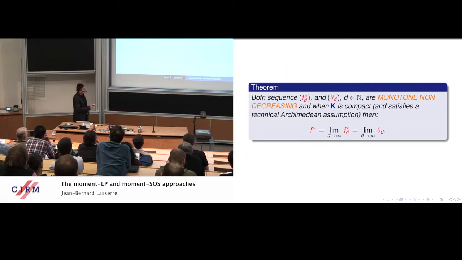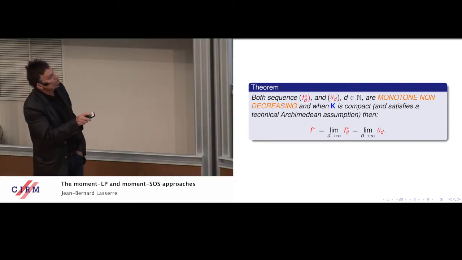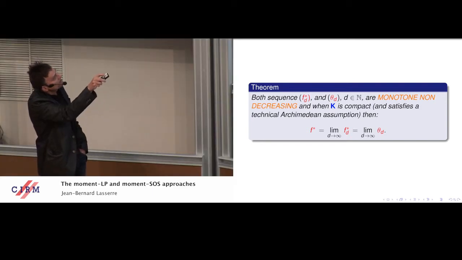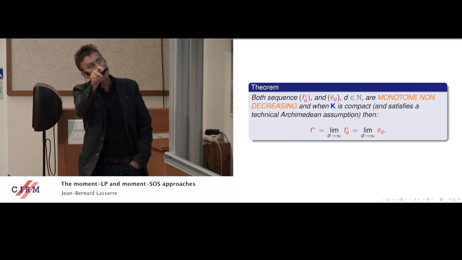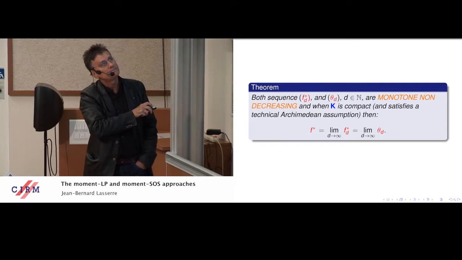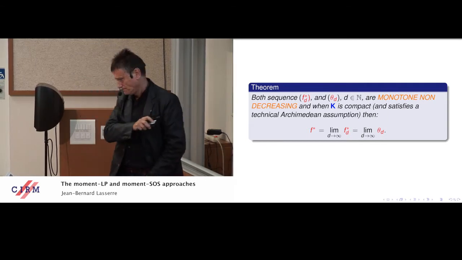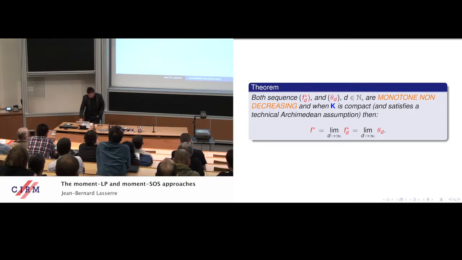And the theorem says that because of those Putinar certificate or Krivine-Stengel certificate, if you let D increase, either in the SOS-based hierarchy or LP-based hierarchy, then you converge to a global minimum. Okay? So that's the good news. But now you have to think about efficiency of these two hierarchies.